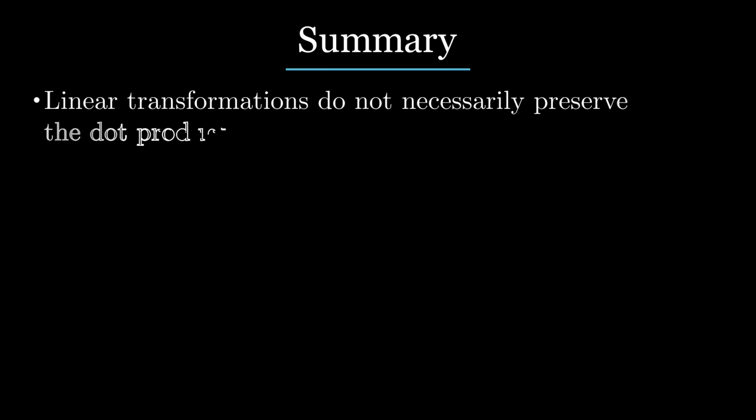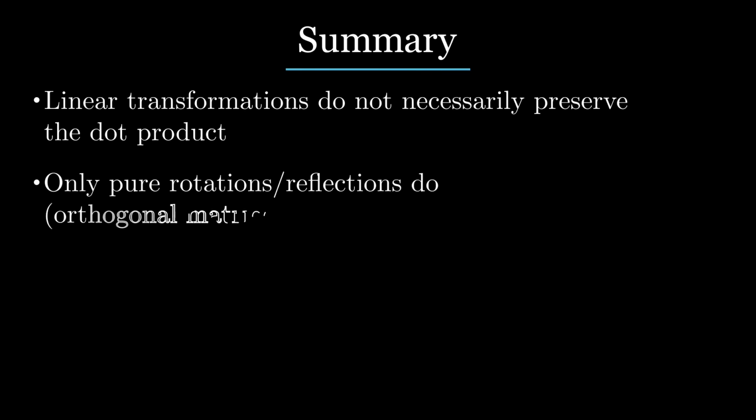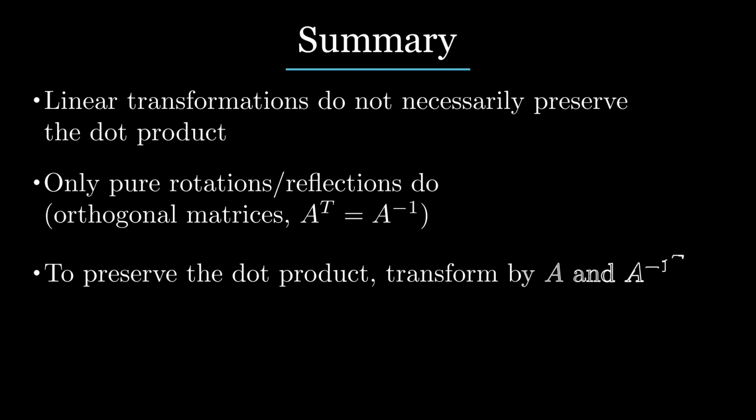So I'm going to stop there. To summarize, linear transformations do not, in general, preserve the dot product of vectors. The exception to this are orthogonal transformations, which are pure rotations or reflections, where the transpose of the matrix is equal to its inverse. But otherwise, to maintain the dot product, if we transform one of the vectors in the input space by some transformation A, then we'll need to transform the other input vector by A inverse transpose.